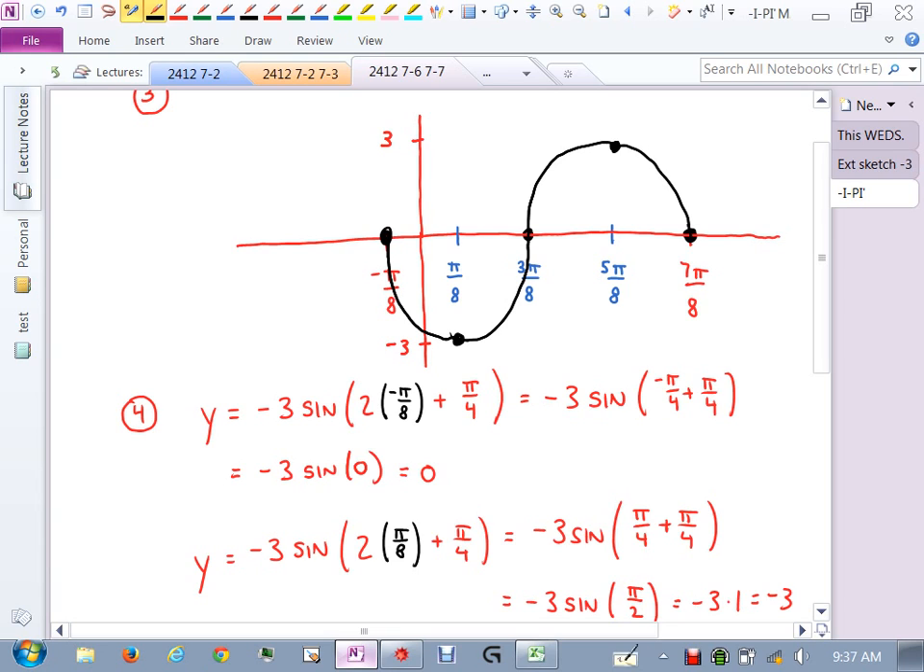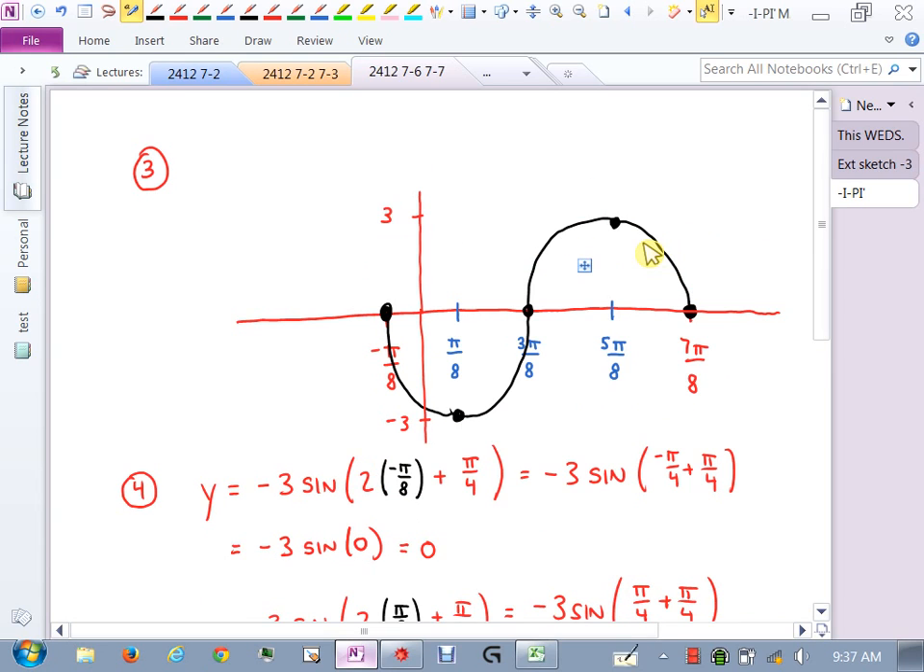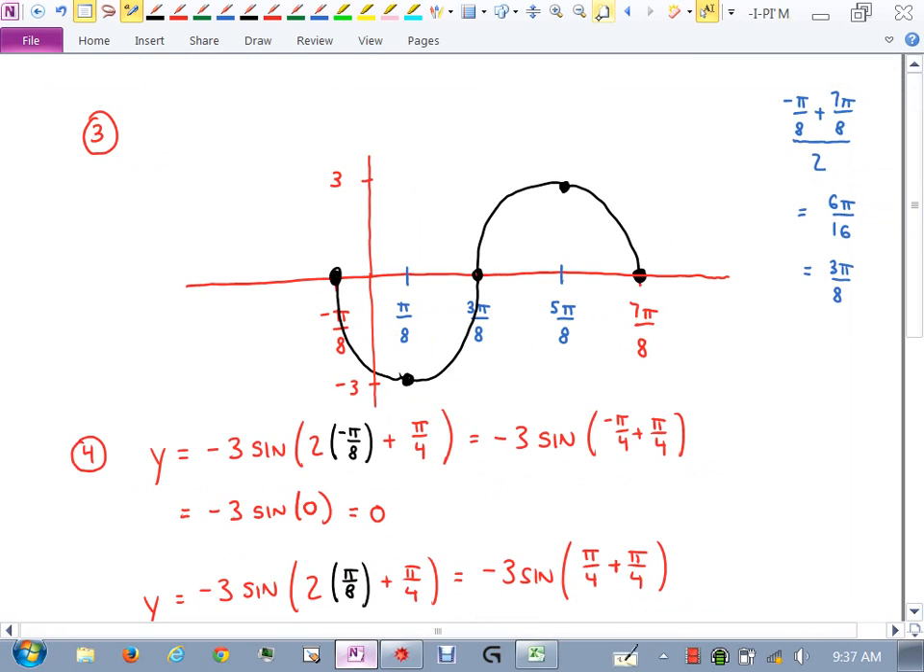Okay, so what I'd like to do now is a problem similar to this, but now I'd like to add that vertical shift in, okay? The up and down shift. So for example 3, I'd like us to sketch y equals negative 3 sine of 2x plus pi over 4, minus 2.